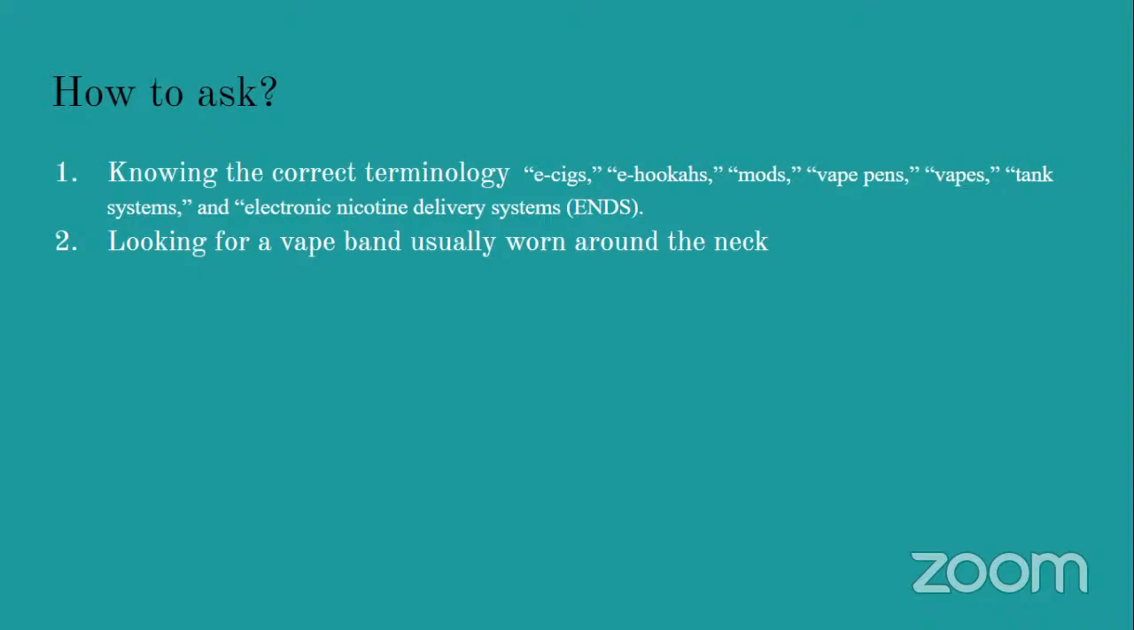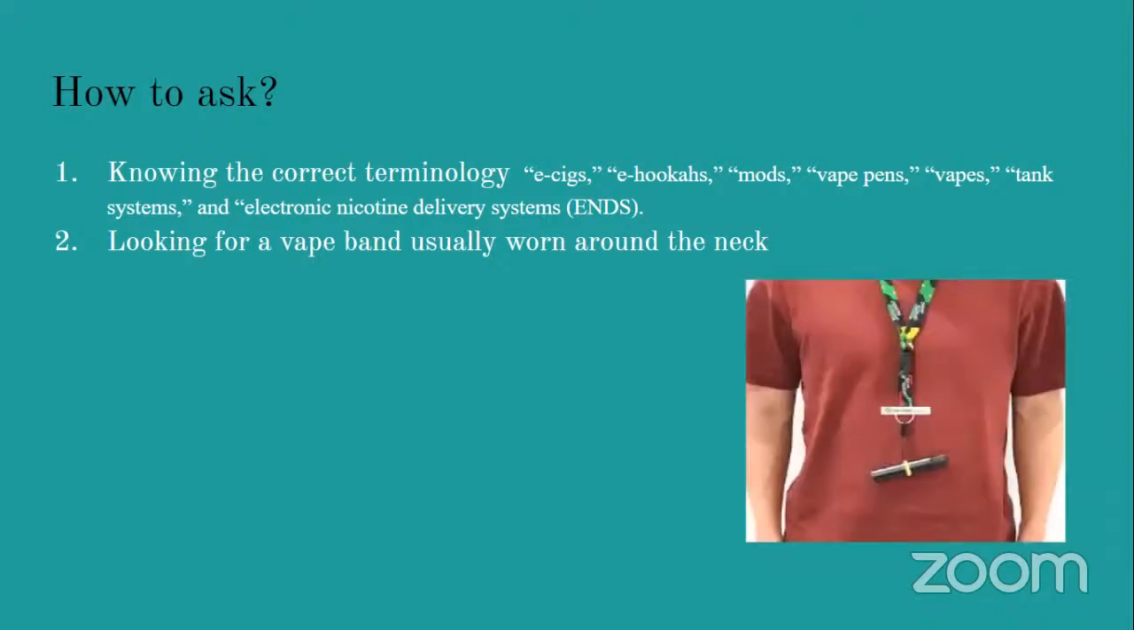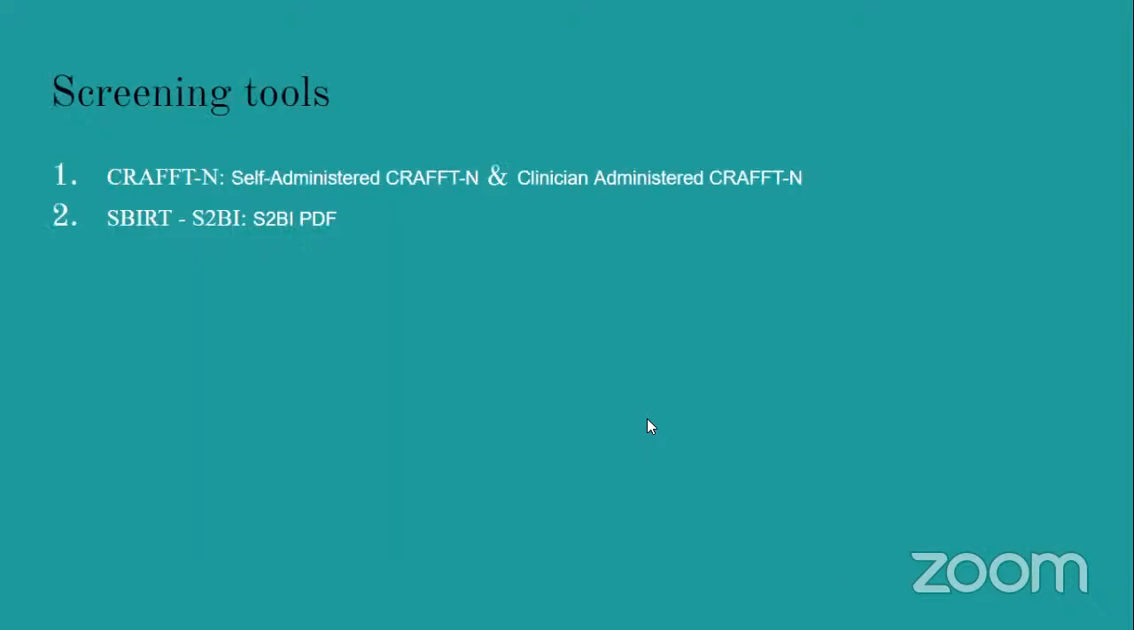Also, keep an eye out for vape bands around the neck, as it's becoming more popular among users to wear them around their neck. We can see a vape pen here, or an e-cigarette or a mod system, being worn around the neck. Some of the screening tools recommended by Stanford are the CRAFFT and the SBIRT. The CRAFFT has two evaluation systems, the self-administered and clinician-administered.